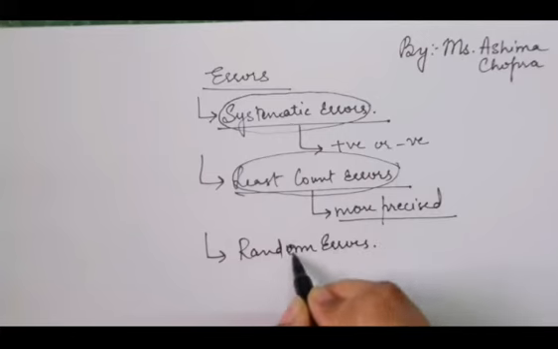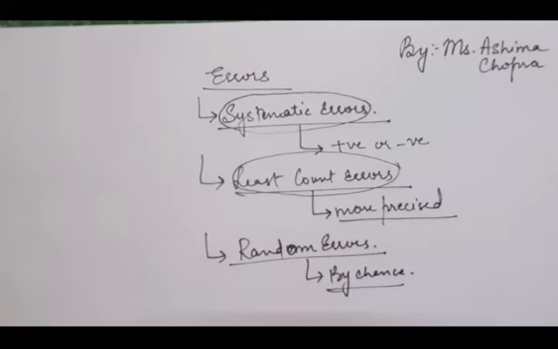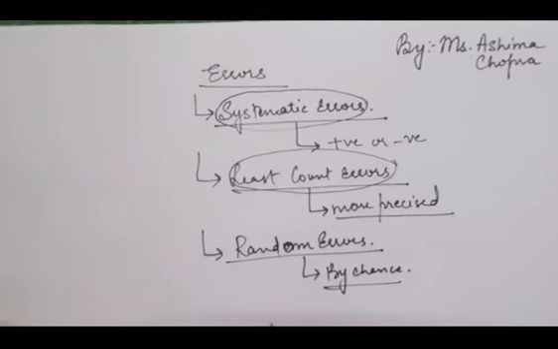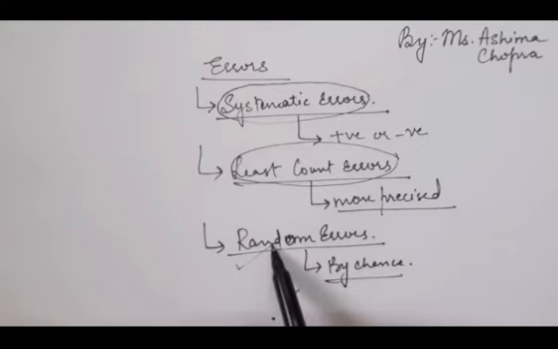The random errors are those which occur by chance. They occur randomly, and sometimes we don't know the reasons behind them. These can occur due to less attentiveness of the observer or due to slight variation in the weather conditions. So there are a lot of reasons behind these errors.